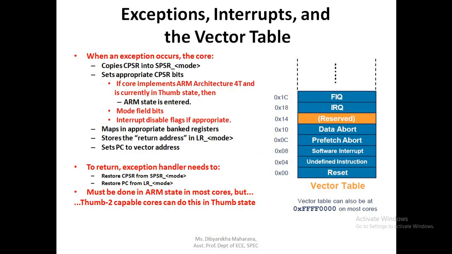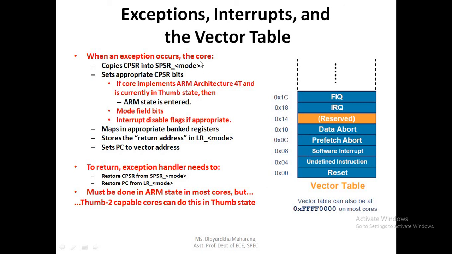Now come to the exceptions, interrupts and the vector table. This is the vector table for different modes of operation. Here we set the values. X stands for hexadecimal. The numbers here before mean you have to write the 32-bit values.